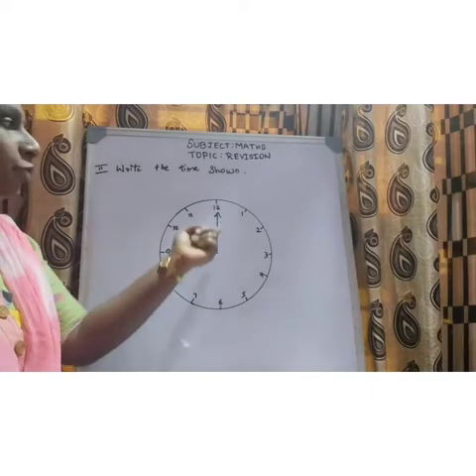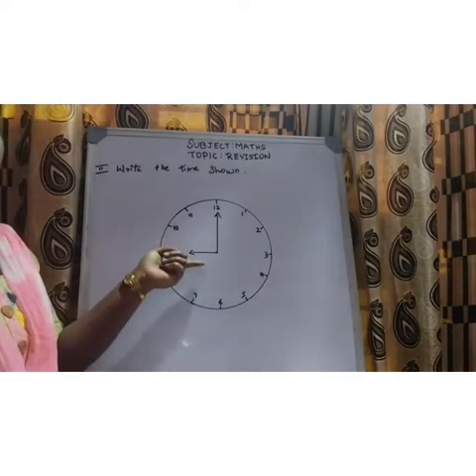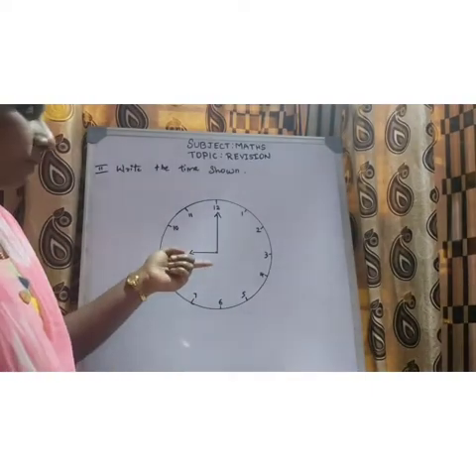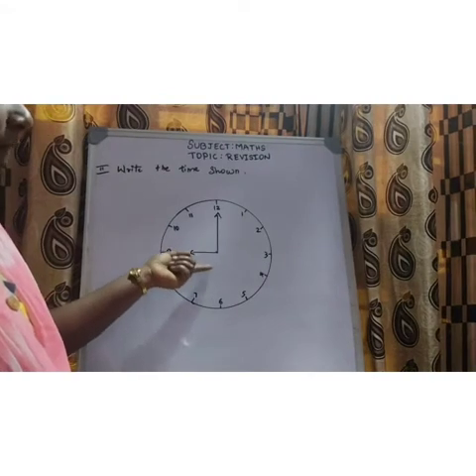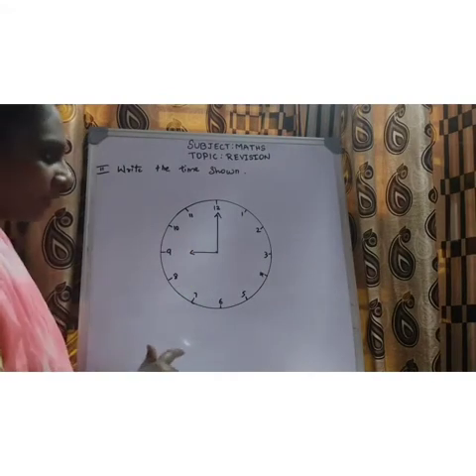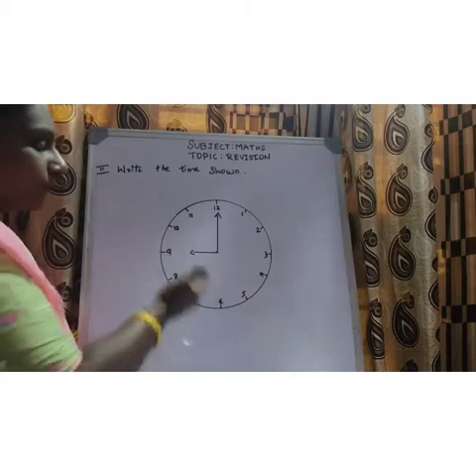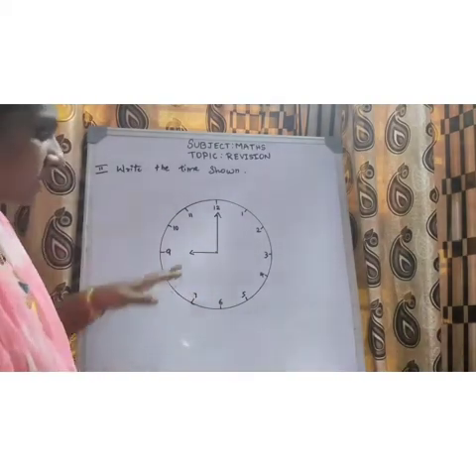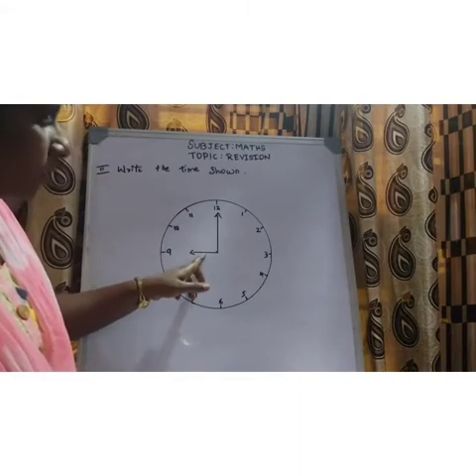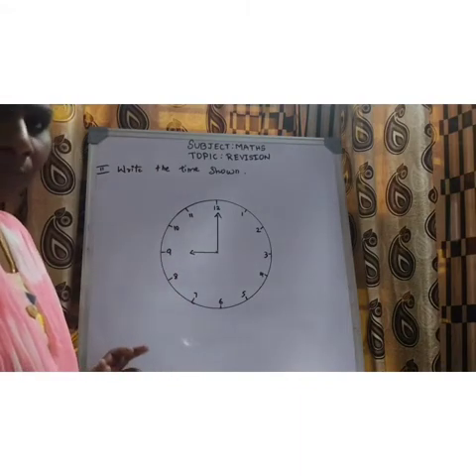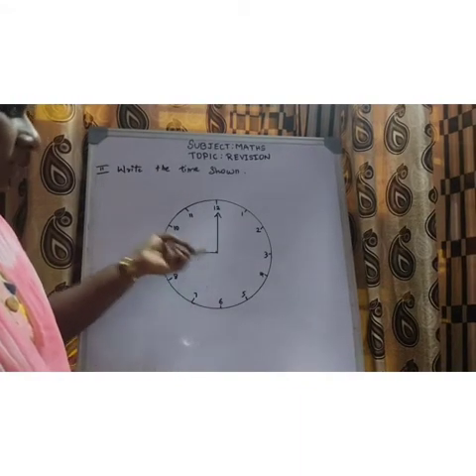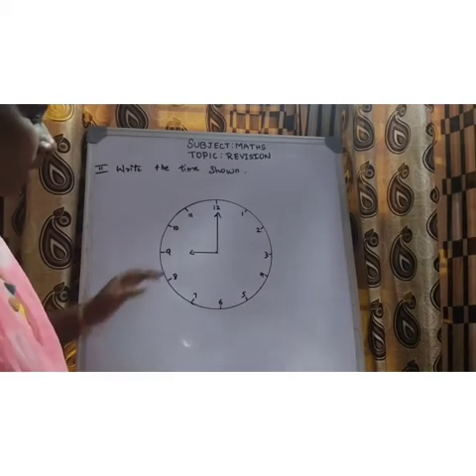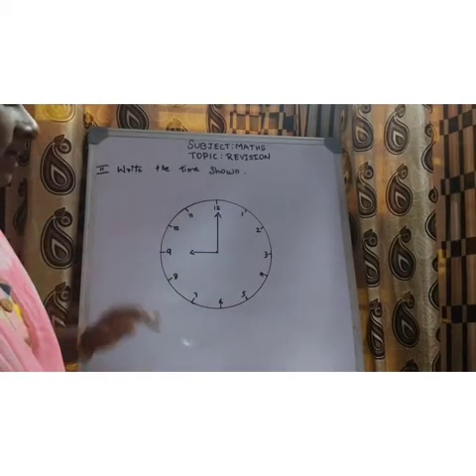So the minute hand should be long and the hour hand should be short. Okay, so that only you have. The minute hand is at 12 and the hour hand is at 9. Suppose you think that this is the minute hand and this is the hour hand, the time will be wrong. See here, children, the hour hand will always be smaller than the minute hand. So what is the time shown here? The hour hand is at 9 and the minute hand is at 12.